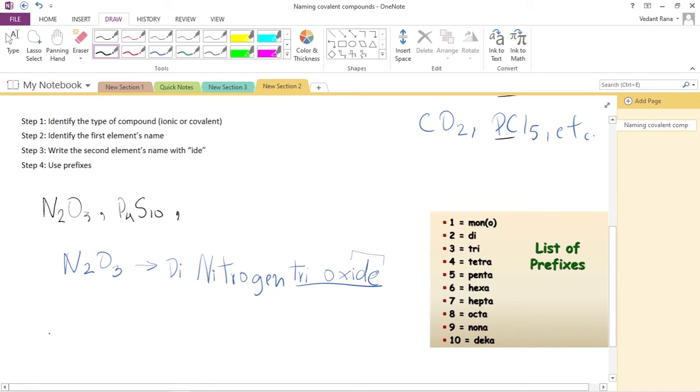Next is P4S10. Phosphorus and sulfur are 2 non-metals, so this has to be a covalent compound. The first element, P, stands for phosphorus.